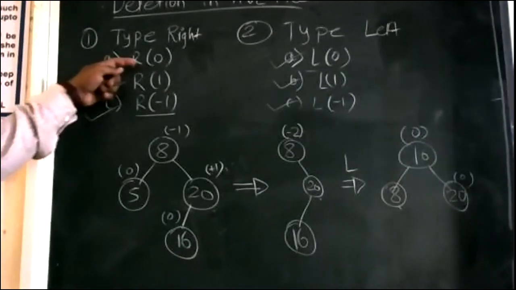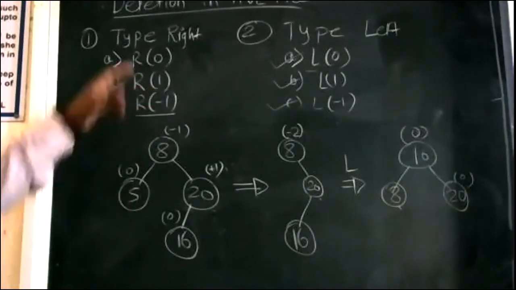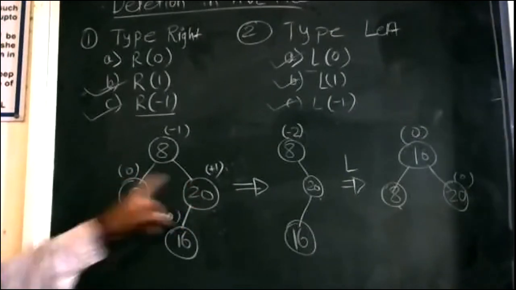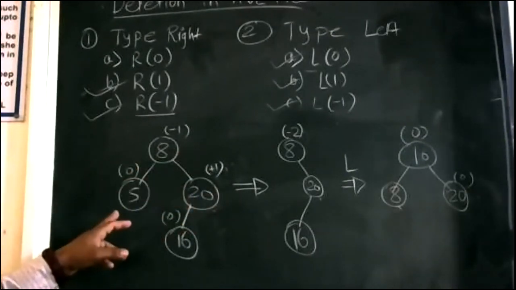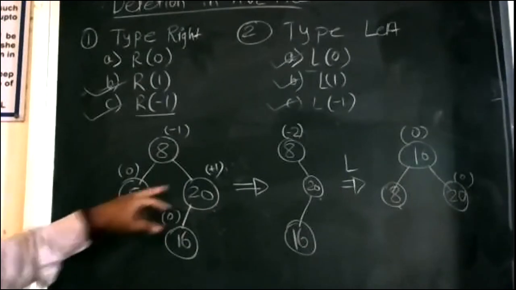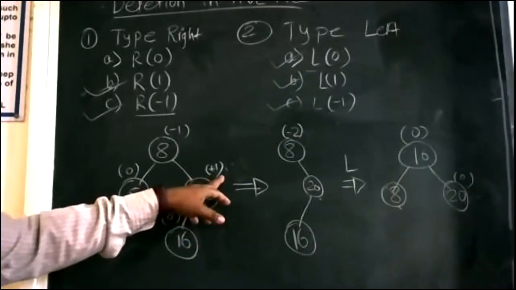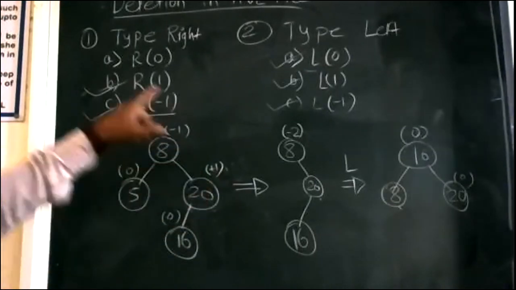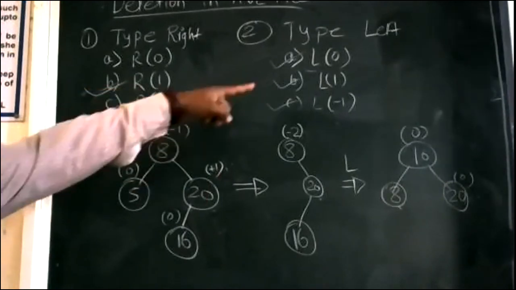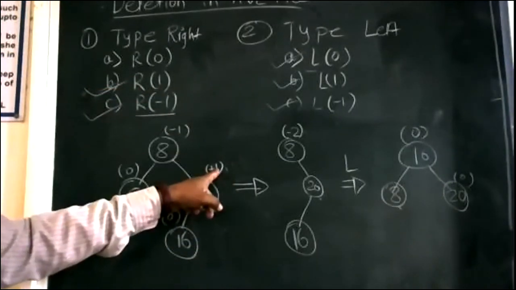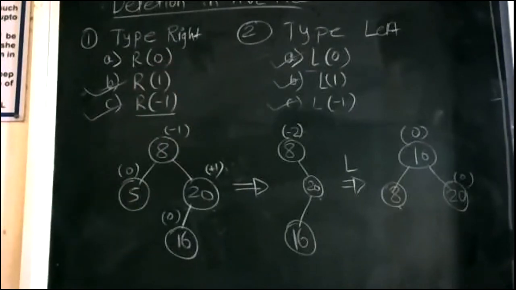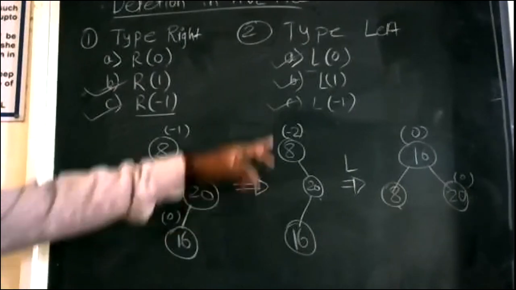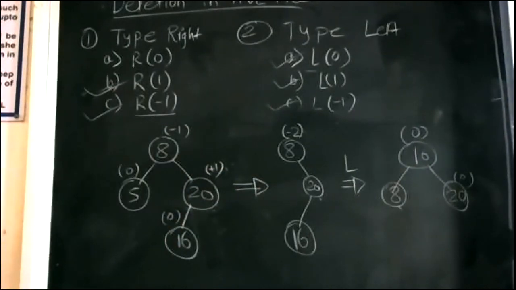Now again, R of 0, R of 1, R of -1. So how you are deciding this? So if their sibling, we'll say sibling node. So here 5. So what is the sibling? 1. So sibling node balance factor we are considering. If the sibling node balance factor is 1, it comes under L1. If the sibling node balance factor is 0, it will come under L0. If the sibling node balance factor is -1, it will come under L-1. So same is for the R.